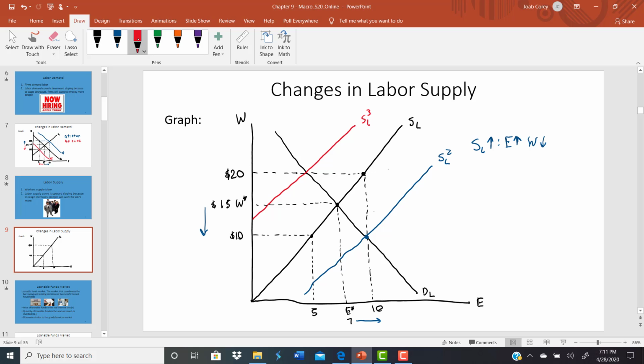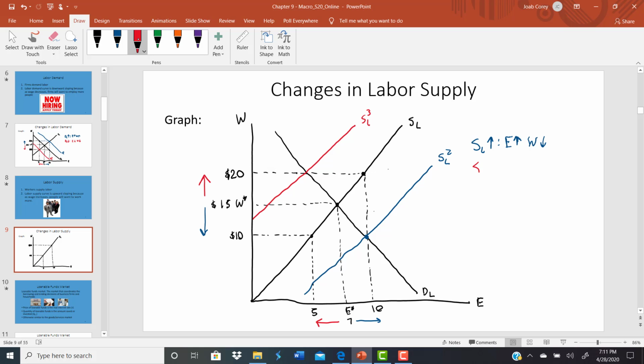Now when you have the supply of labor decrease, as you can imagine, you're going to have fewer people employed when you have fewer people out there trying to find jobs. And at the same time, because you have fewer workers to choose from, there's more competition over the few workers that are available, and that's going to cause employers to pay them higher wages.